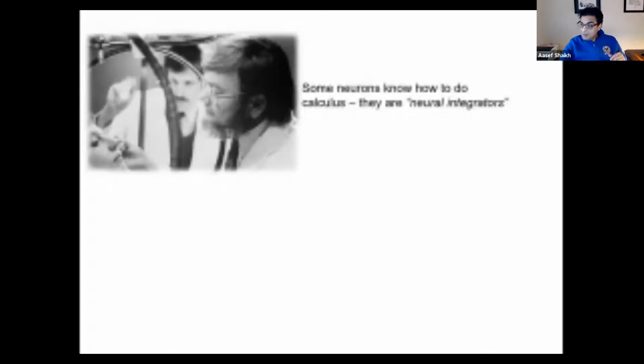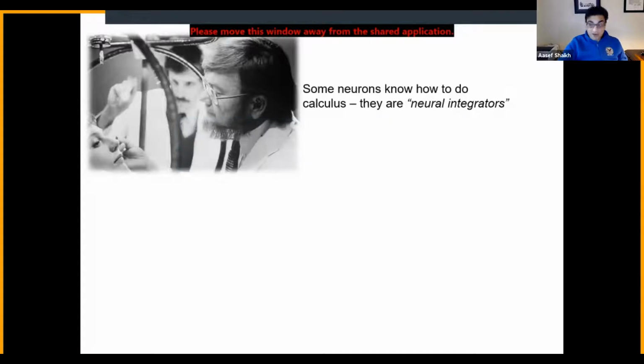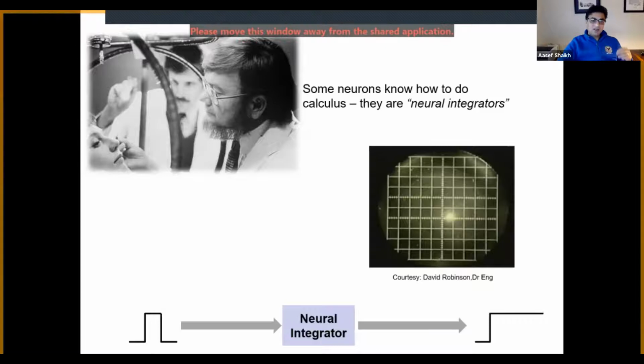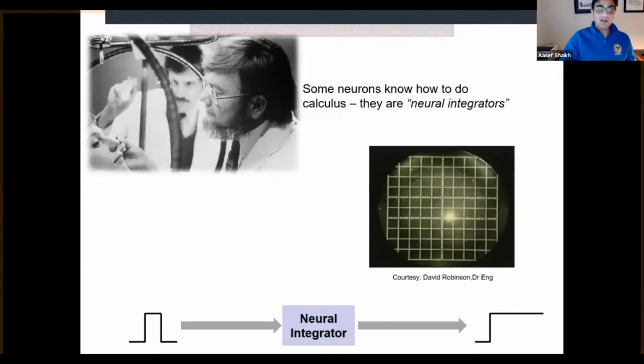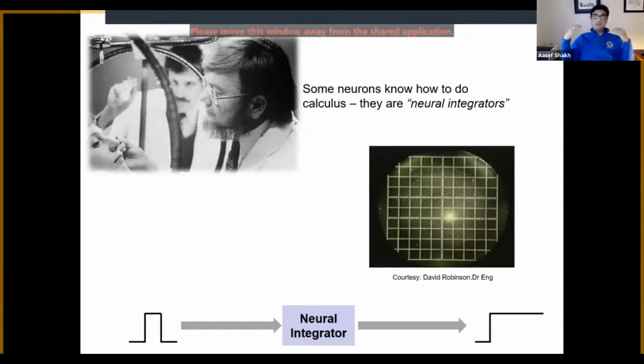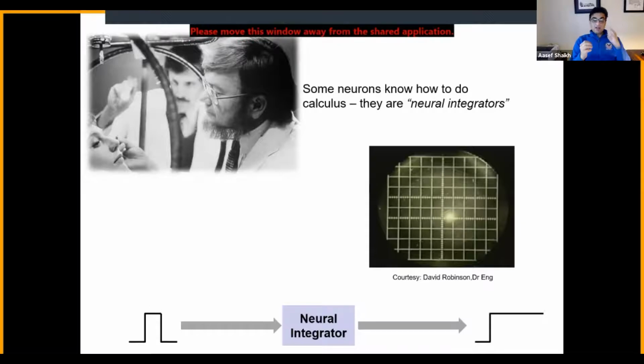Humans work as neural integrators. Neural integrators are literally like mathematical integrators. This is one illustration of a neural integrator. What it does is it takes the pulse of a velocity signal, any velocity command that goes into the integrator, and converts it into a step. So literally it converts the velocity into the position, right?